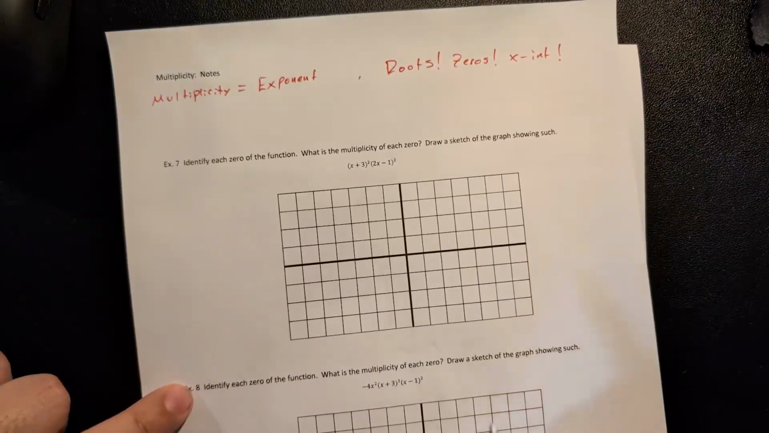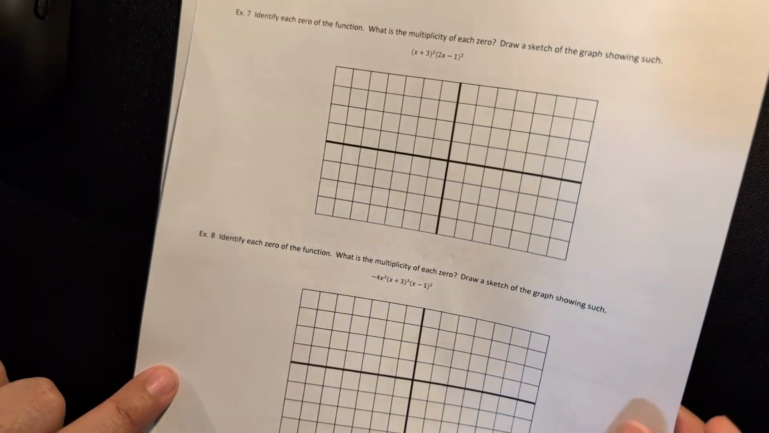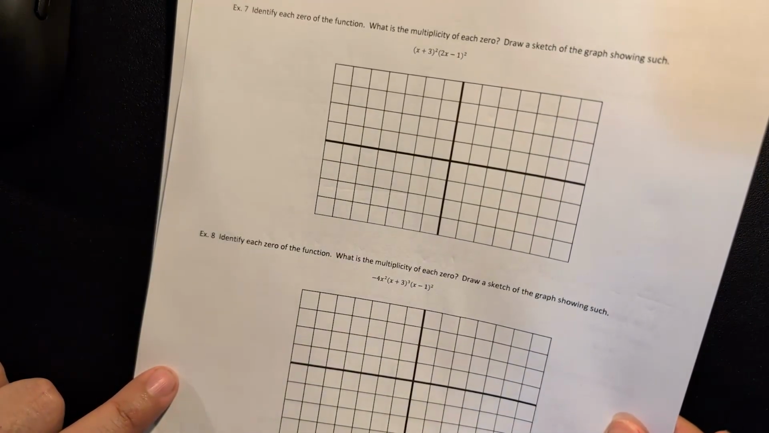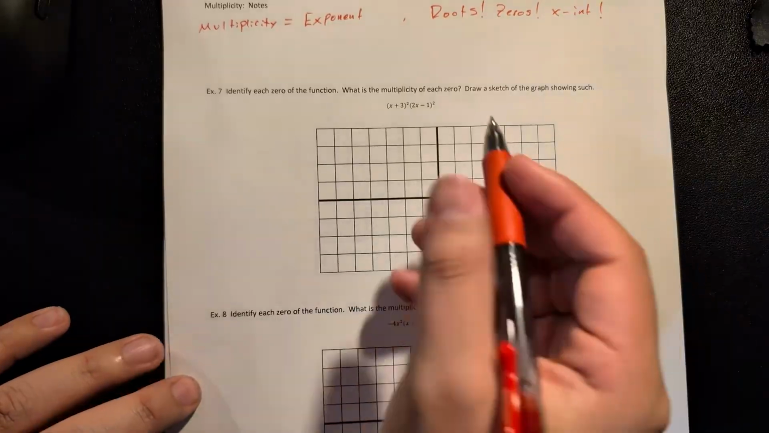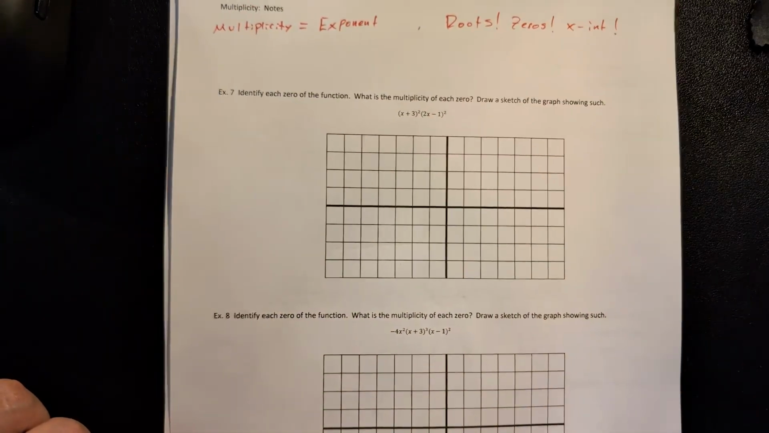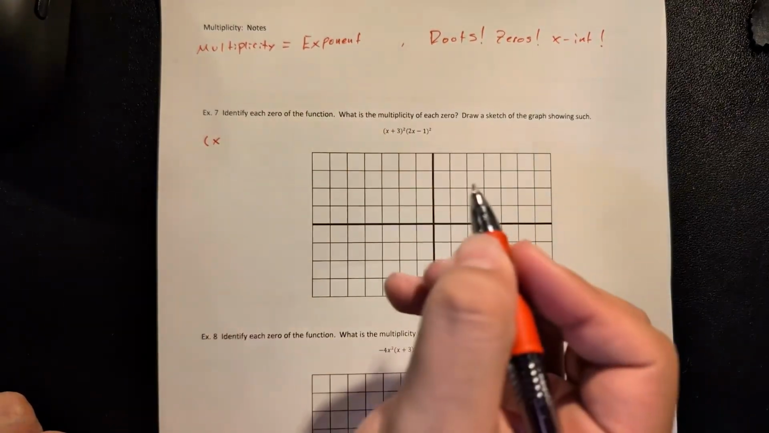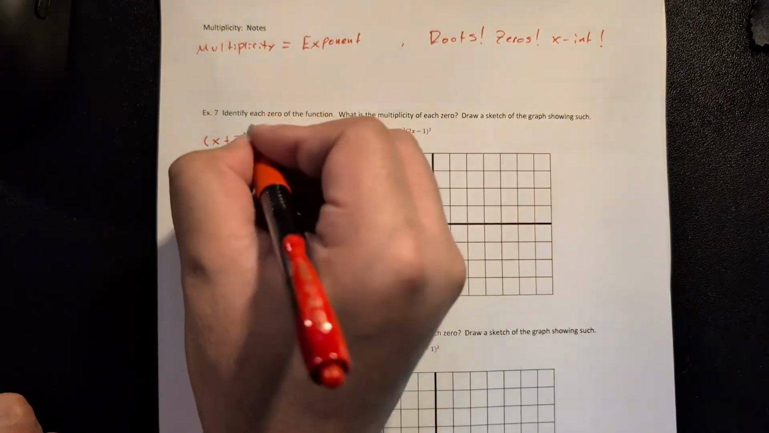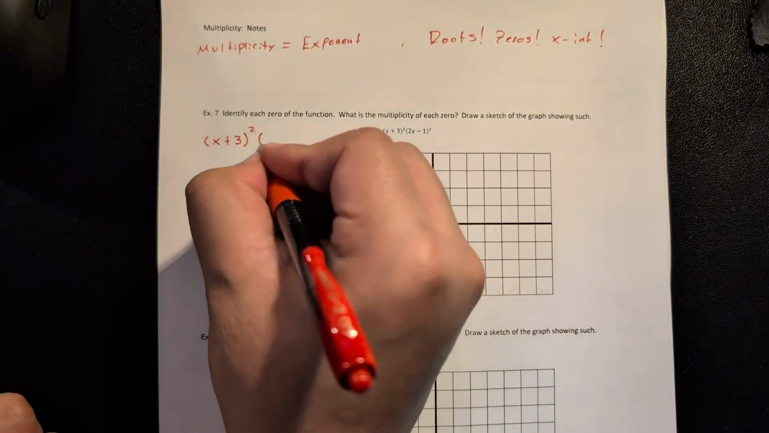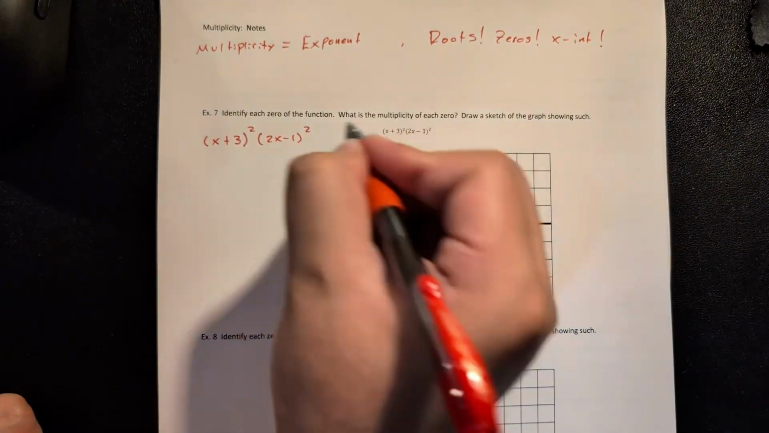So let's start with this one. x plus 3, 2x minus 1, and squared.